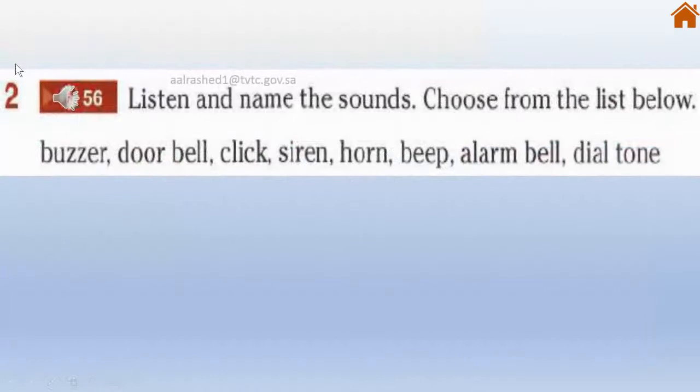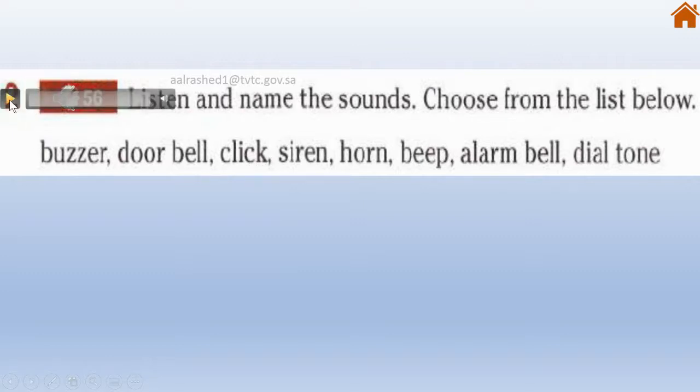Okay, look at number 2. Listen and name the sounds. Choose from the list below. So each vocabulary item from here represents a sound. For example, click. This is if you use your mouse, the sound it produces is called click. Also, it works as a verb. Whenever I tell you to click on something, you use the mouse to do so.